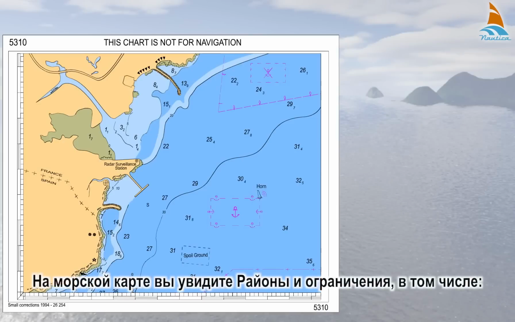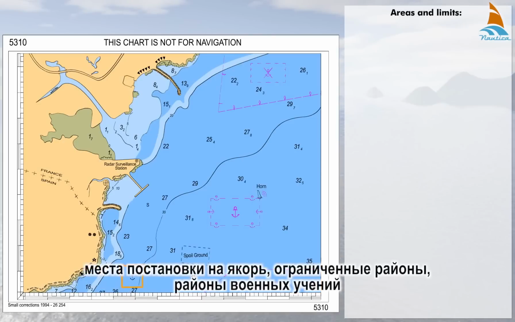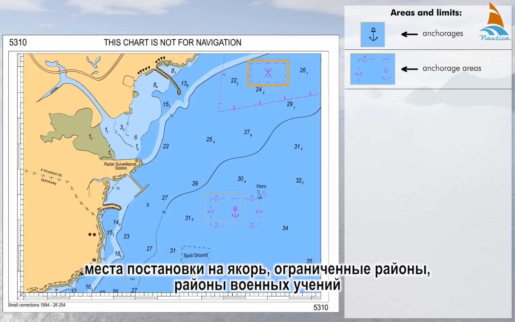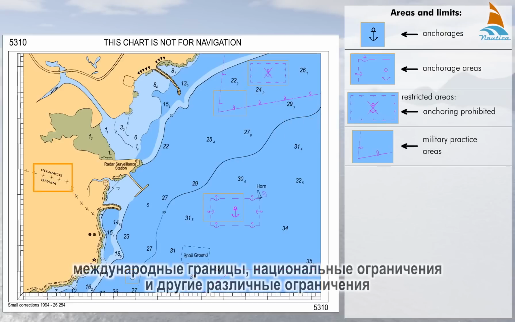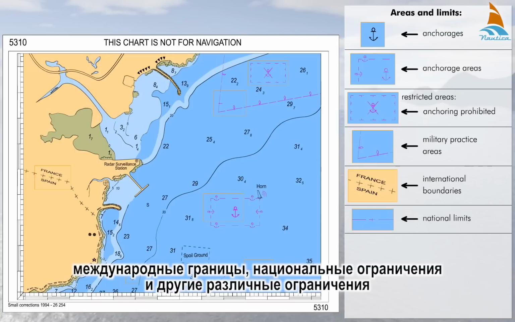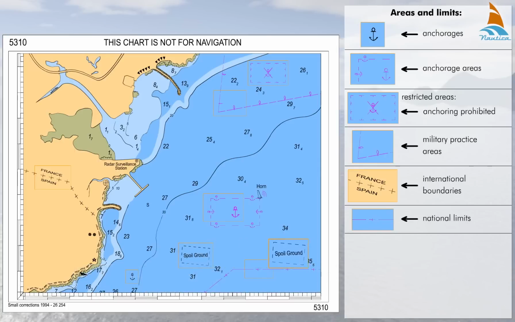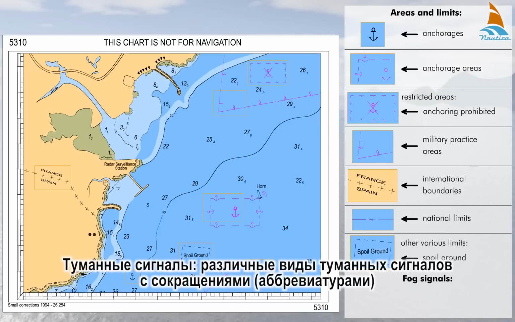On the nautical chart you'll also see areas and limits including anchorages, anchorage areas, restricted areas, military practice areas, international boundaries, national limits, and other various limits. Fog signals including various types of fog signals with abbreviations.